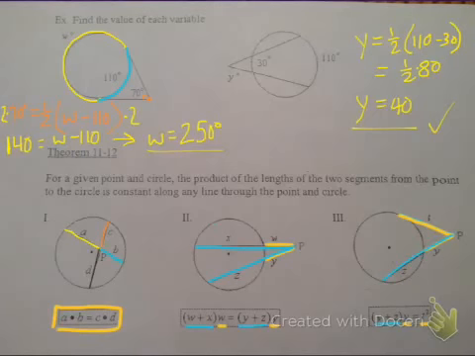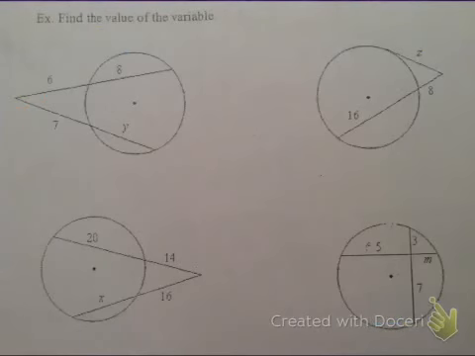Okay, so let's see what we can do with this theorem. Let's look at a couple examples. All right, first one. It says find the value of the variable. We've got a circle with two secants. We've got an intersection on the outside. So our y, we're going to set up our equation just with the theorem we just learned. So our outside, 6, times our whole, which is 6 plus 8, equals the outside, 7, times the whole, which is 7 plus y.